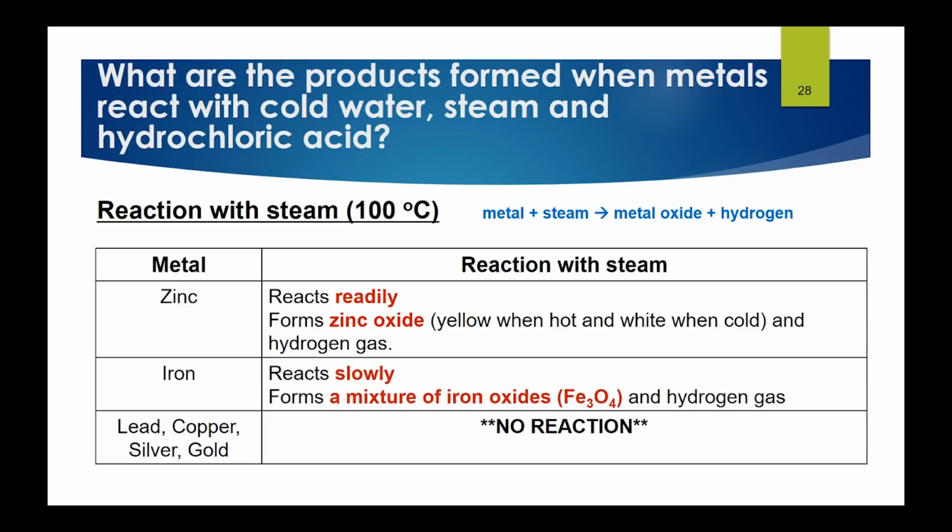Iron also reacts, but it reacts very, very slowly. This time around, it forms a mixture of iron oxides, which we represent by the formula Fe3O4, and it also produces hydrogen gas in the process. As for lead, copper, silver and gold, there is still no reaction.